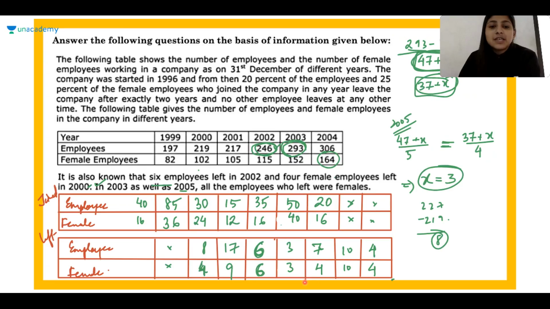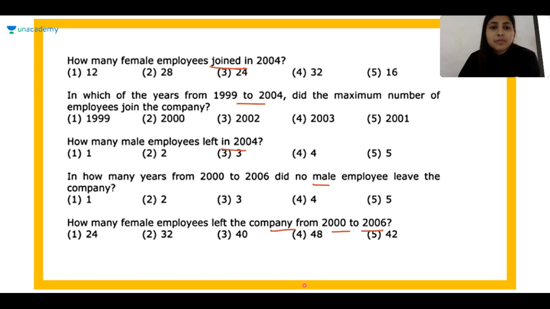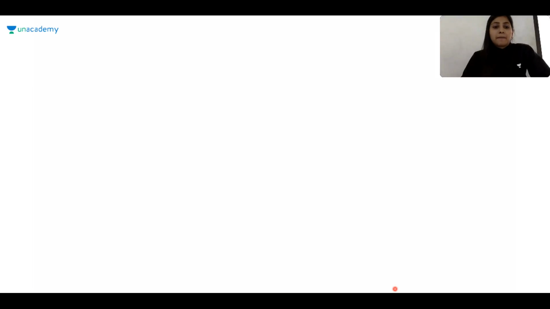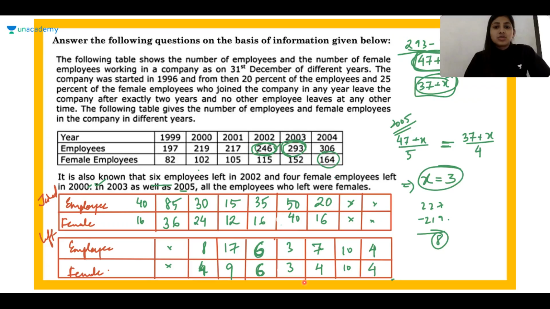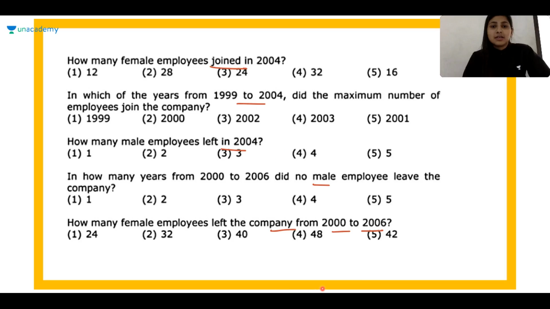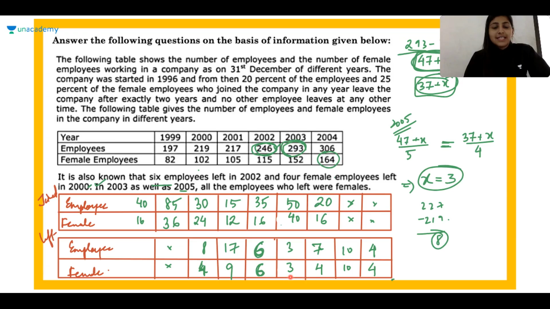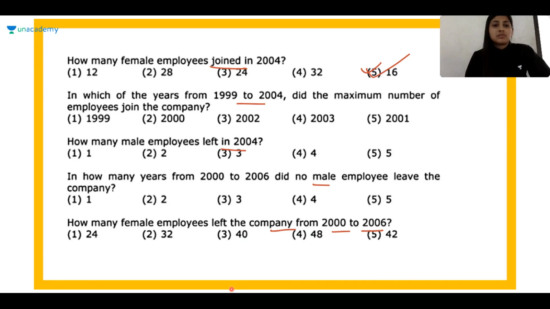Let's see the questions. First question, how many female employees joined in 2004? We can see in 2004, 16 female employees have joined. Answer is 16. In which year from 1999 to 2004 did the maximum employees join the company? We can see 85 is the maximum number of employees that have joined, in 1999.